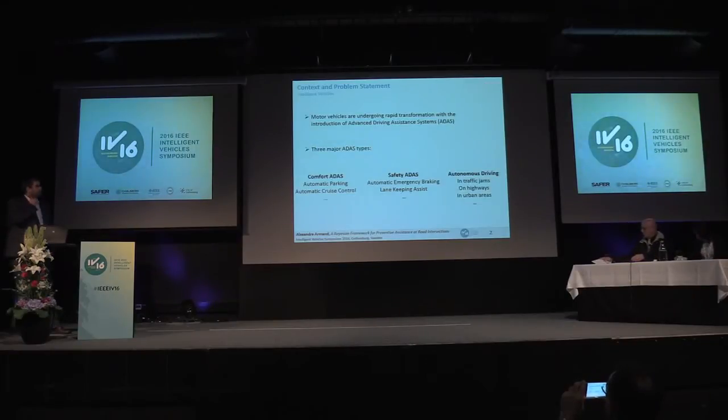I'm going to speak about this paper, Bayesian framework for preventive assistance at road intersections. So I will start this talk by speaking a little bit about ADAS. So as you know, there are more and more of ADAS in modern vehicles. We can classify this ADAS in 3 types.